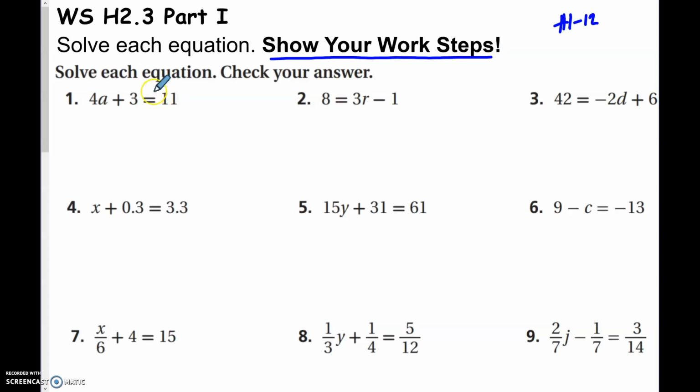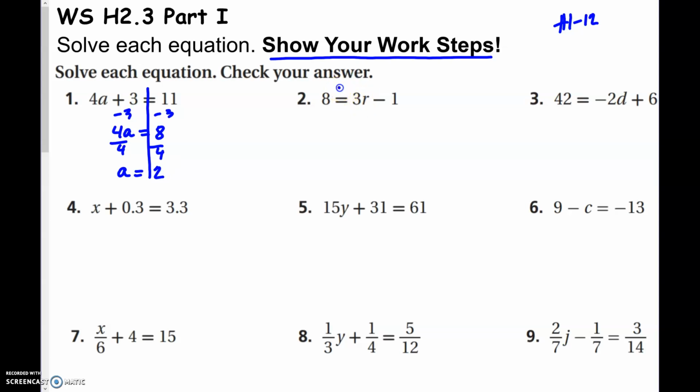So we're going to do opposite operations. Because this is a plus 3, we are going to subtract 3. And so we have 4a equals, and 11 minus 3 is 8. Then we're going to divide by 4, and a is 2.